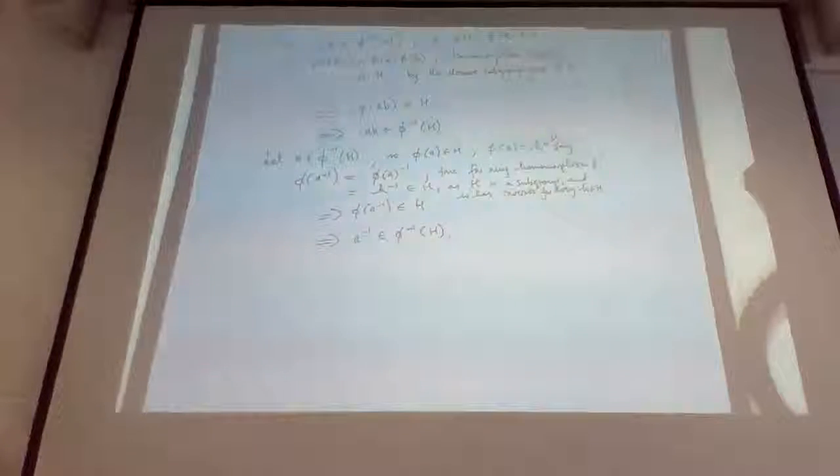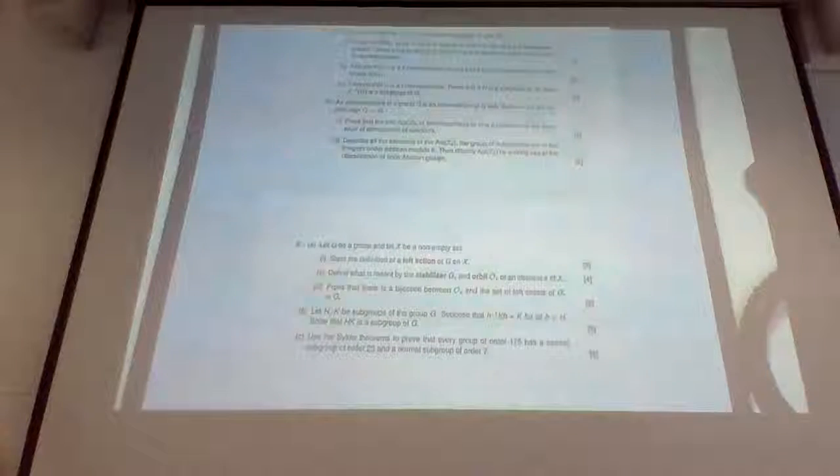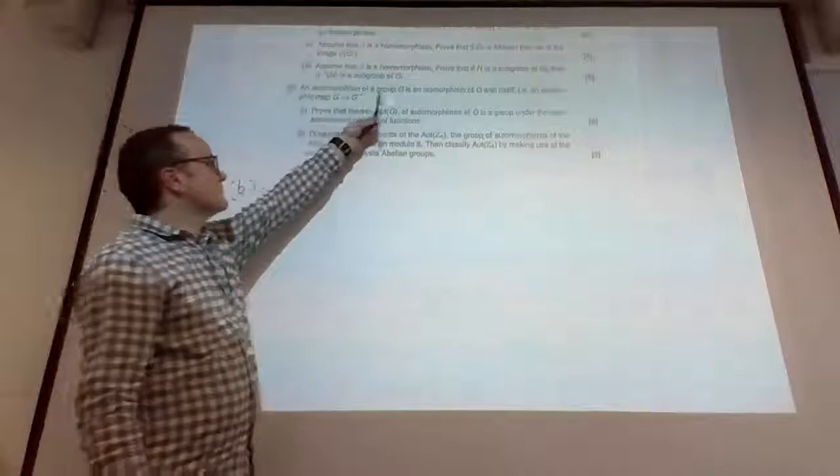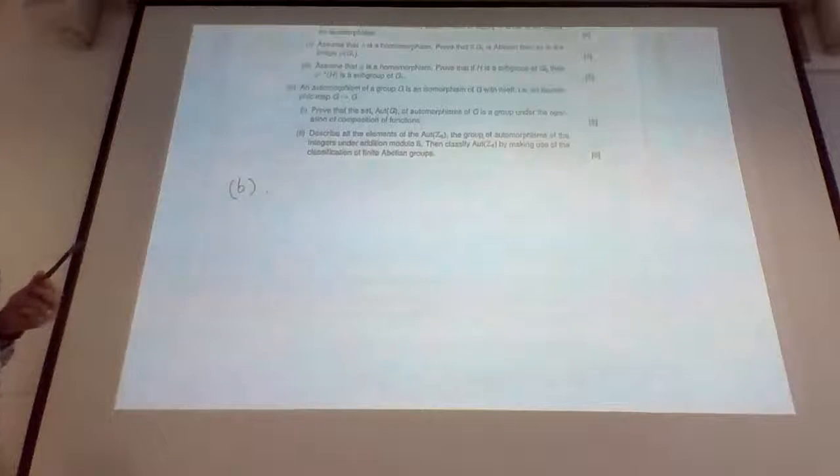Okay. On to part B. Part B is good. We didn't spend a huge amount of time on this stuff. I don't remember any of the definitions. I read it and was like, auto what? Yeah, automorphism. I don't remember that word at all. Well, in this context, auto is something you do to yourself. So an automorphism is an isomorphism of the group to itself.